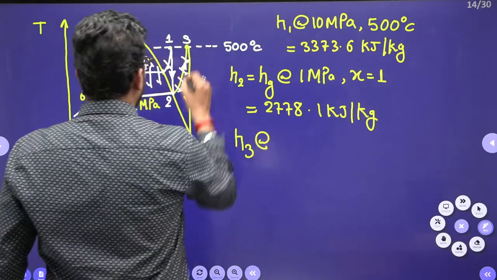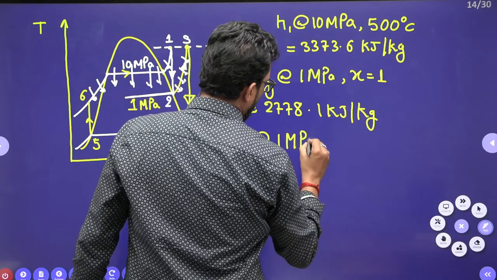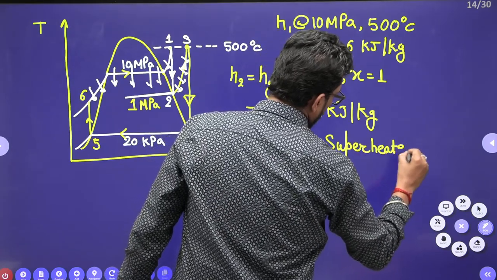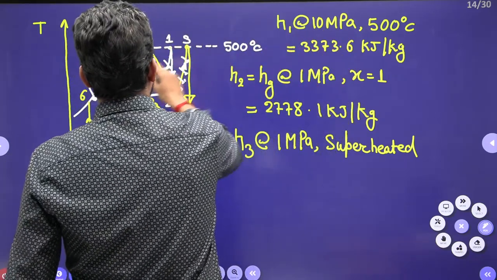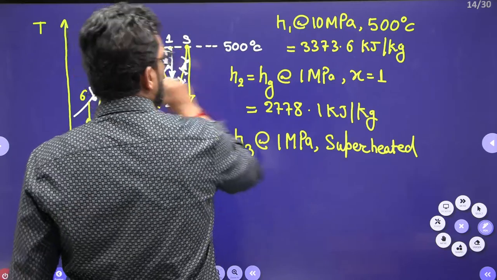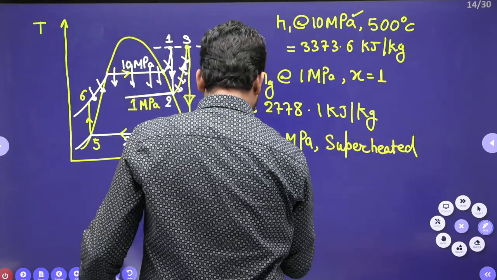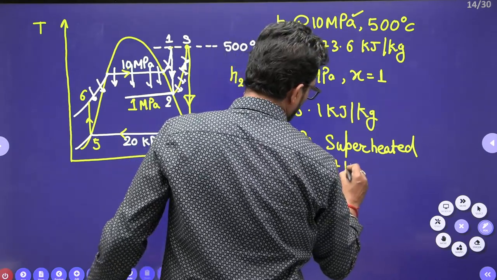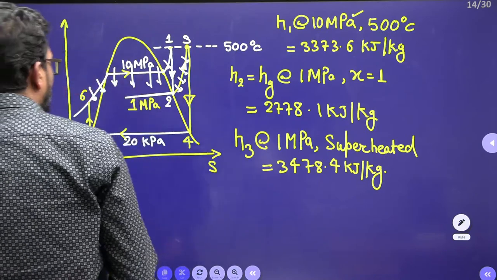H3 at which pressure, beta? H3 at 1 megapascal, but superheated, so we will go to the superheated table. Why? Because H1 at 10 megapascal is also in superheated, and H3 at 1 megapascal is also in superheated. So what is H3? 3478.4 kilojoule per kg. So this is your H3. Now we have to find H4.